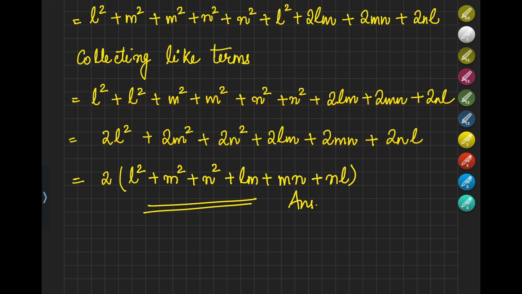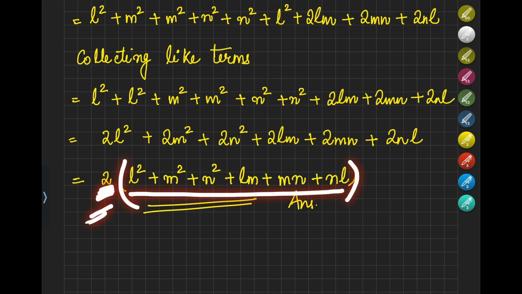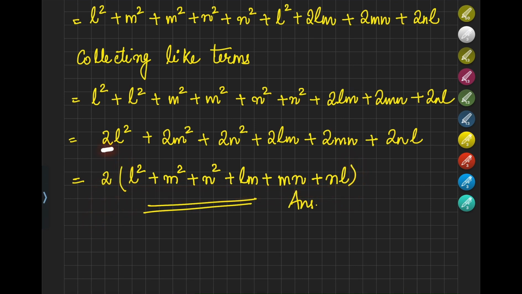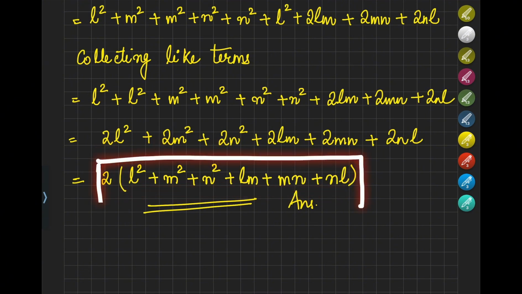Now we also see that 2 is common throughout the expression. All of the terms have 2 in them. So we can write 2 outside the bracket and the whole expression inside. This is also one way of writing an expression, because 2 is common, so we can write 2 outside and the remaining part inside the bracket. And this is how we get the answer for the fourth question.